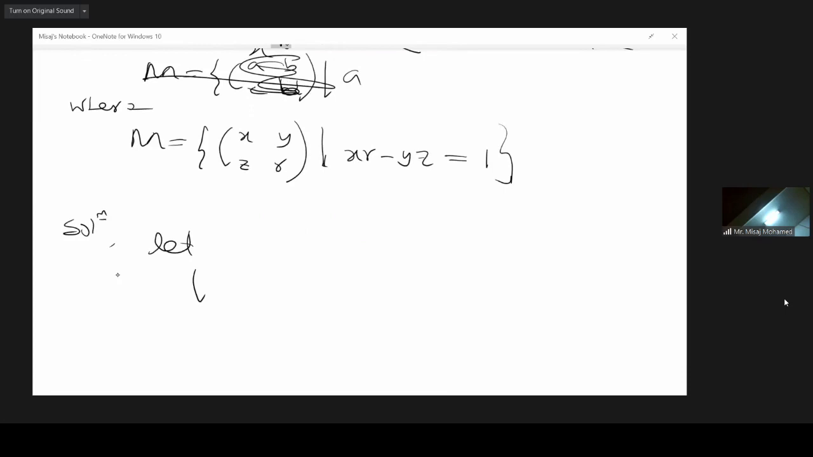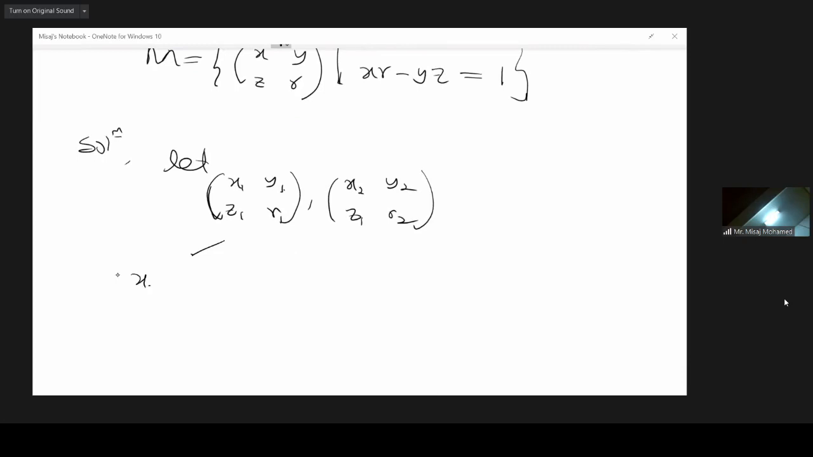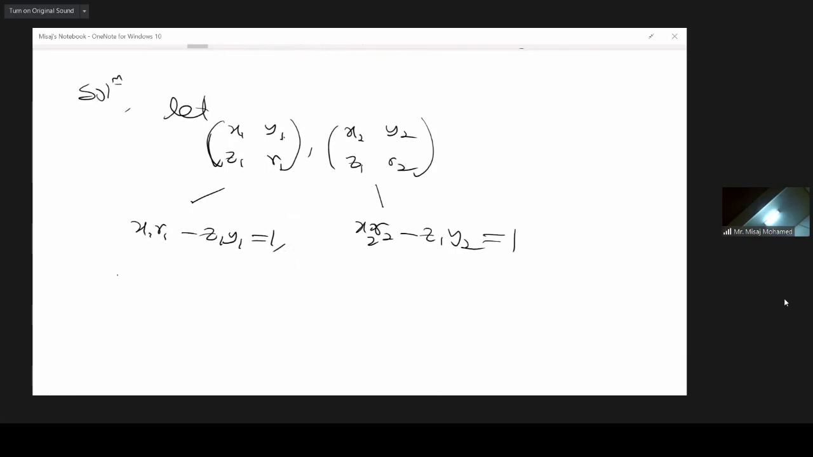I will take two elements, (x1, y1, z1, r1) and (x2, y2, z2, r2). So from this, x1 r1 minus z1 y1 is 1. That means the determinant of this matrix is 1, as well as x2 r2 minus z2 y2 is 1. Right, these are the known things. Let us take any elements alpha, beta from R.